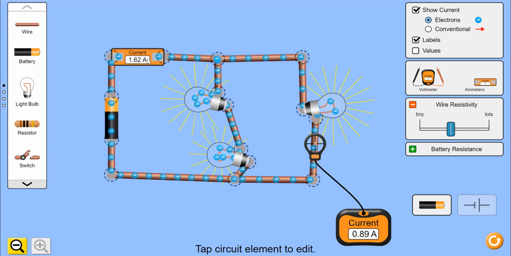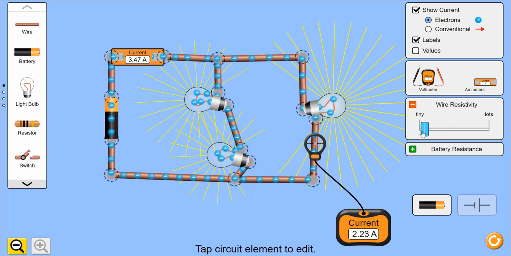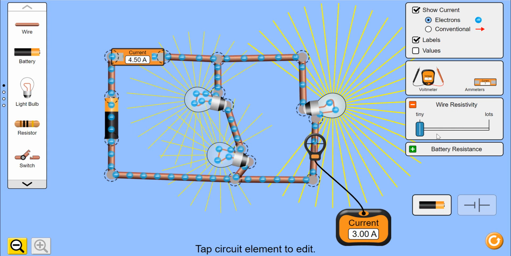You notice again the total current has changed. We can go from lots of resistance, slow down the current, but pretty much we're only going to do really tiny, as if the resistance is 0.